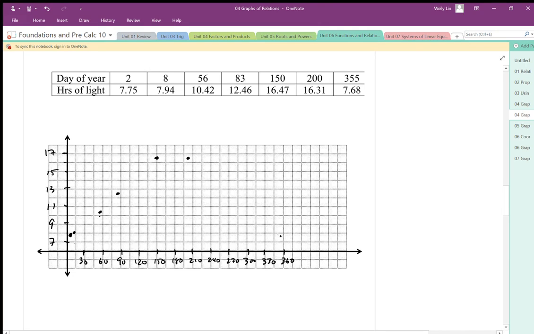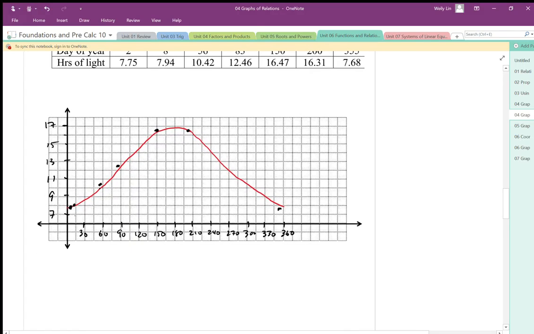When we look at the pattern of this, we should expect it to go up like this, even out, and come back down. This is going to form something called a sinusoidal curve. This type of curve is the sinusoidal or sine curve, and it gives us the hours of daylight. It is a repeating pattern, because once we get back down to here, we know it's going to go back up for the next year and keep on continuing. So this is a repeating pattern.